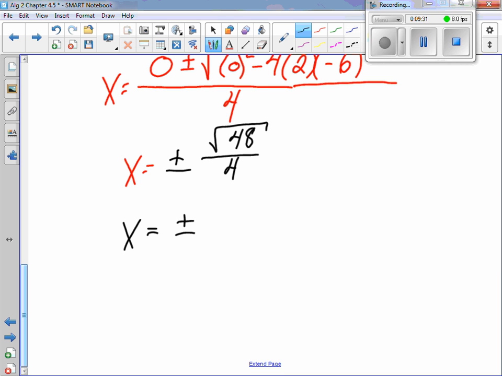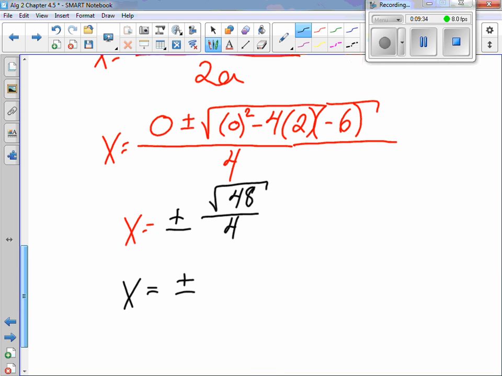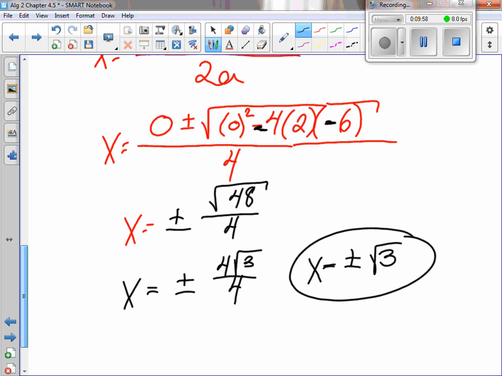Because the 4 is negative and the 6 is negative, that negative and negative make a positive. Now, if we type the square root of 48 in graphing calculators, it will give us a decimal. It'd give us 4 square root of 3 over 4. Well, that would just simplify to plus or minus the square root of 3. So there were 2 more solutions. They just weren't whole numbers.